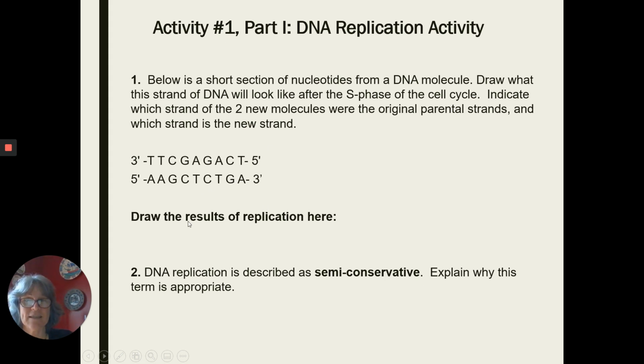So this asks you to draw the results of replication. Well, if this is my original molecule, replication is going to result in 2 of these, and it asks you to label the original strand, the parent. Here's my parent. And then which strand is new. If you go to question 2 and define semi-conservative replication, that should give you the answer for how to draw this and how to label it.